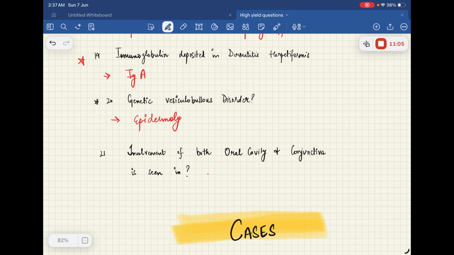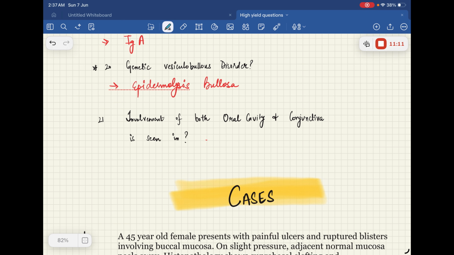Epidermolysis bullosa. Next question. Involvement of both oral cavity and conjunctiva. It is seen in mucous membrane pemphigoid.